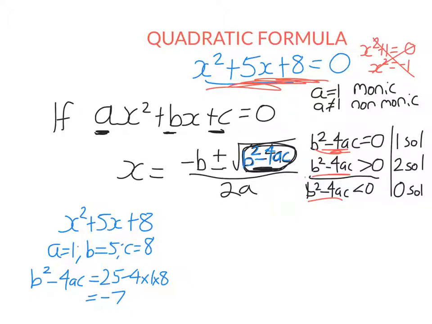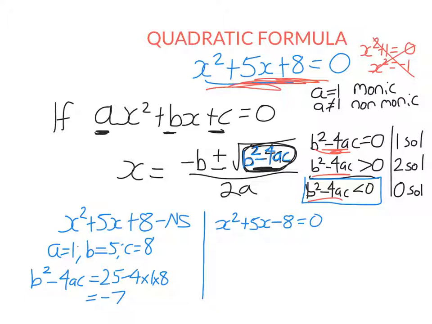b squared minus 4ac is less than 0. It's negative. That means that this equation here has no solution. There is no number you can substitute for x to make that thing equal 0. None at all. Let's try another example.